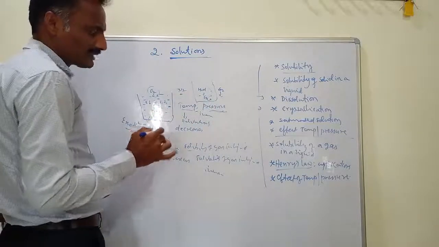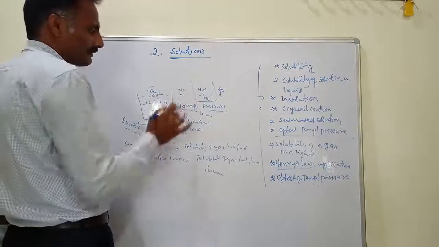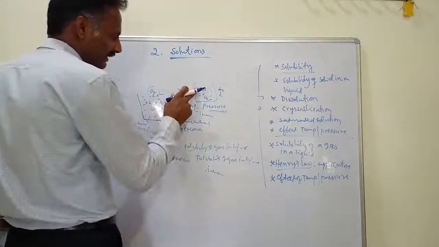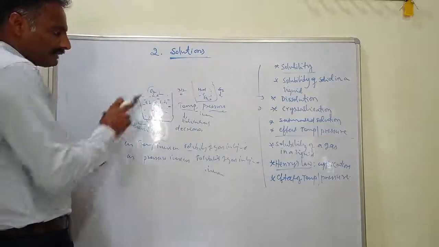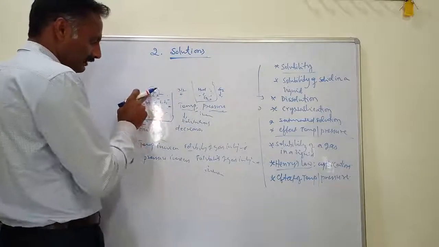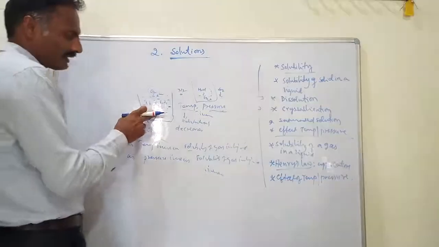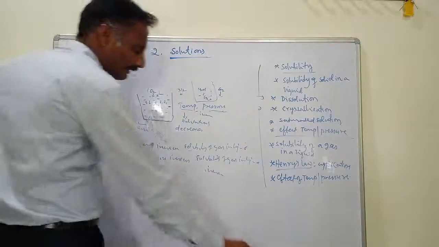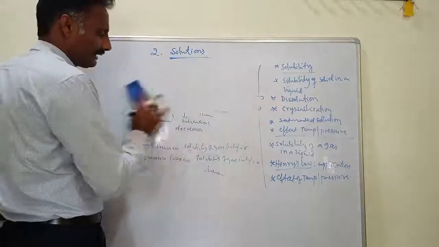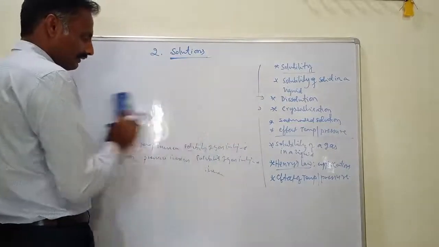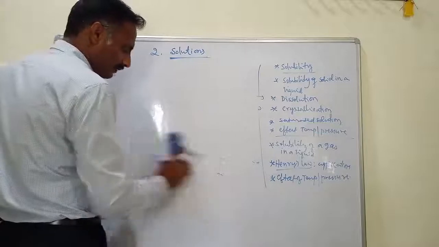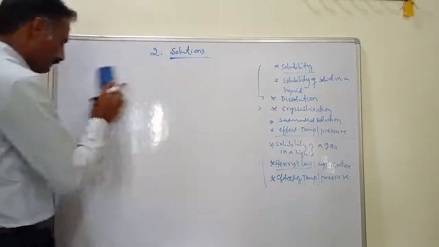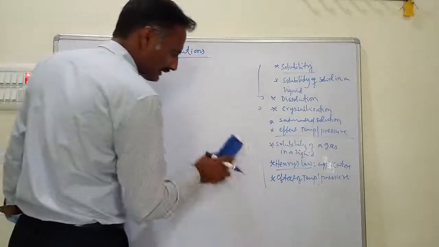What is the basic principle of solubility? The basic principle of solubility is like dissolves like, meaning polar compounds are readily soluble in polar solvents. Oxygen is a non-polar solute and water is a polar solvent, so it is less soluble, while HCl is more soluble. The solubility of a gas in a liquid also depends upon its pressure. As the pressure increases, the solubility goes on increasing.